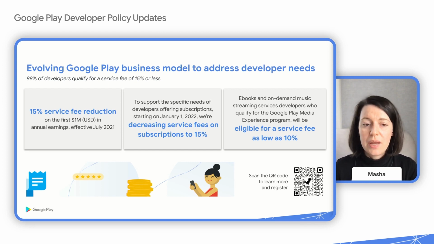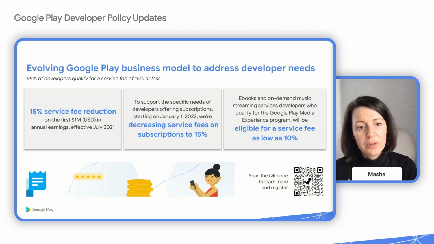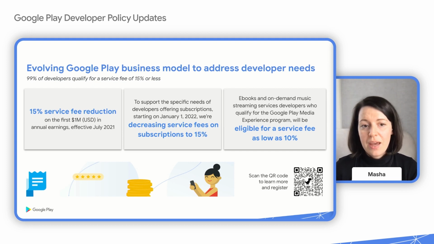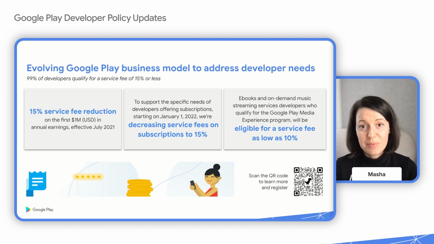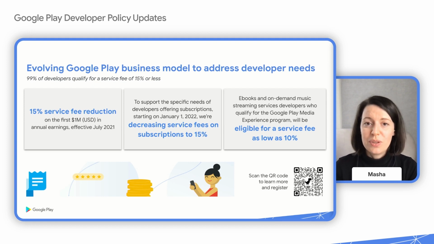Earlier this year, in July, we announced a service fee reduction to 15% on the first $1 million in annual earnings. That change has already been live for a few months, and it goes across both one-off purchases, IAPs, and subscriptions. So if you haven't yet had a chance to enroll, please do so. You can do that in your console. Quite a straightforward process.